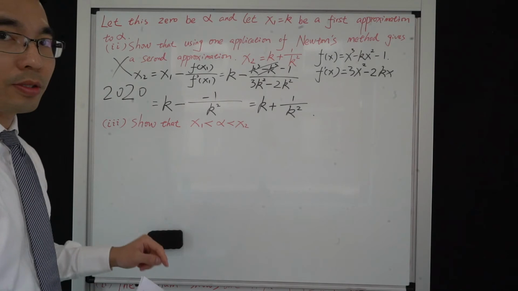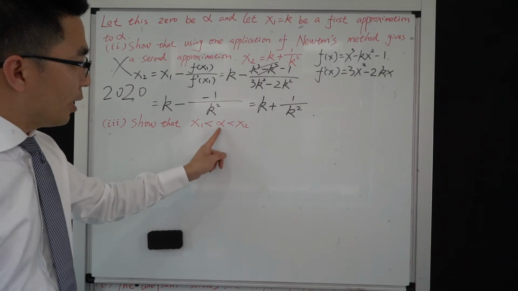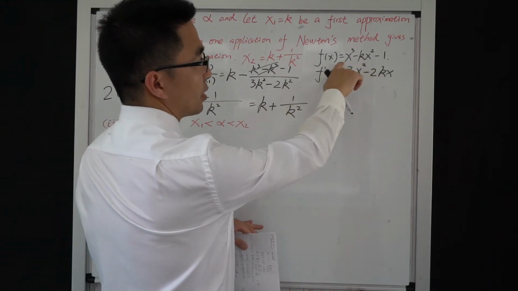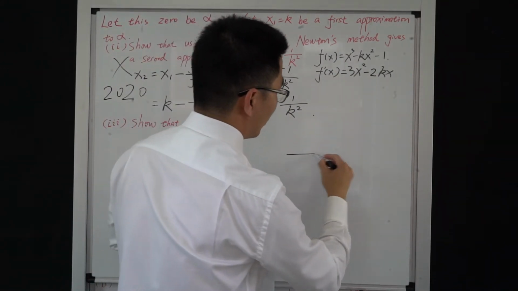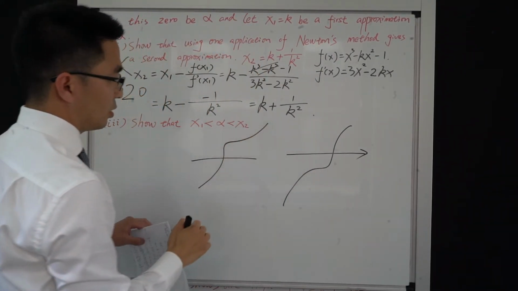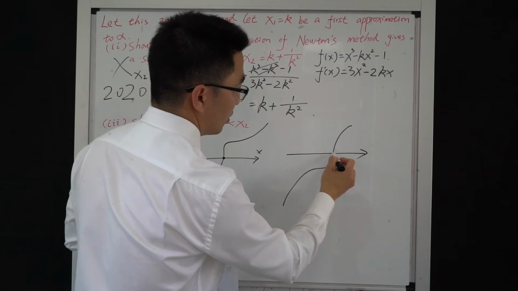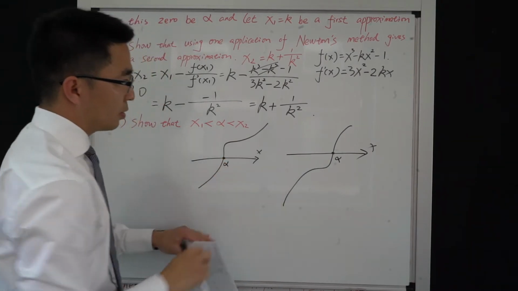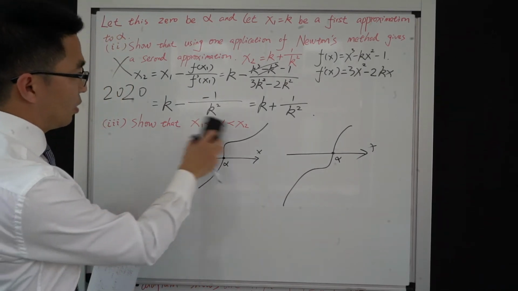Okay, next question. We have to show that alpha is in between x1 and x2. Alpha is the only zero of the function. Here is the function. As long as the coefficient of the highest power is positive, the curve of the function will roughly look like this, or look like this, cutting the x-axis at one point. This point will be alpha. So there are only two situations. We can pick this one to explain how to solve this question.